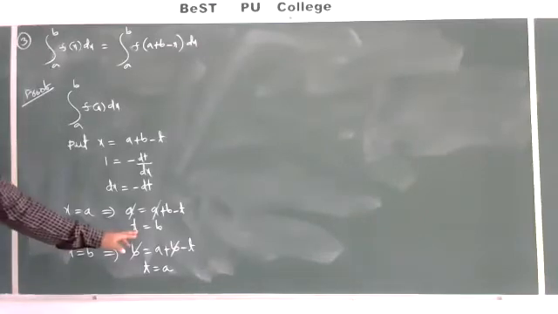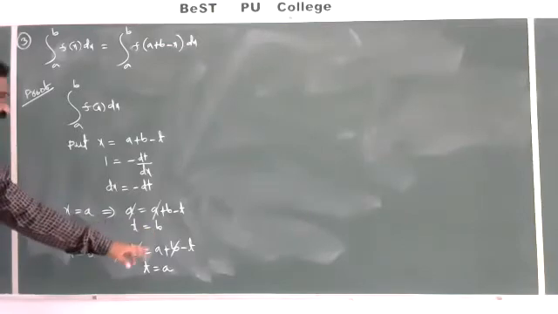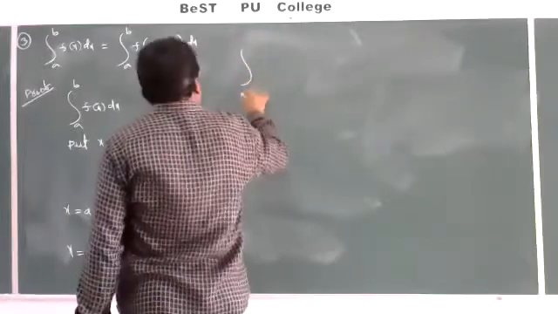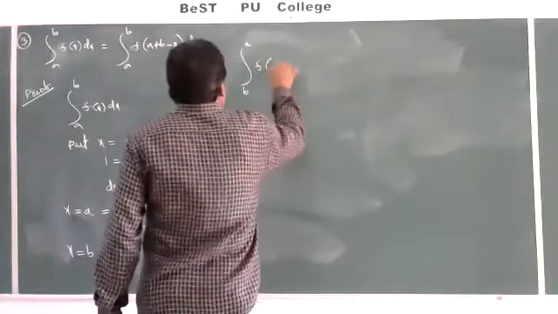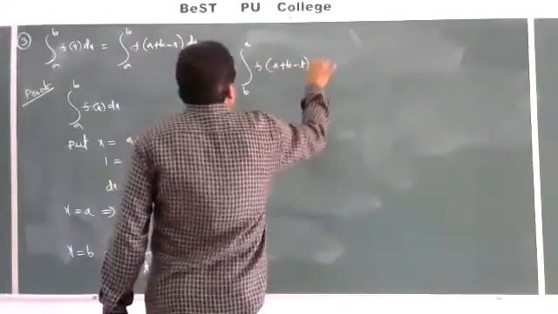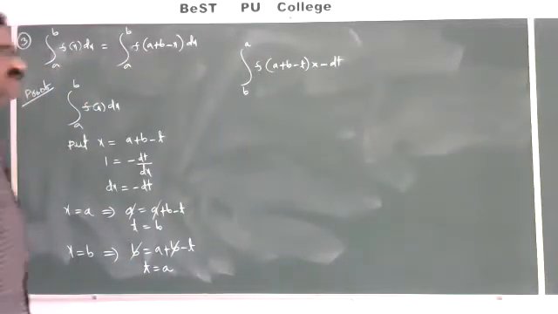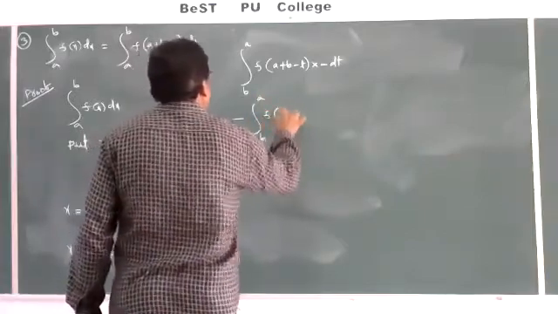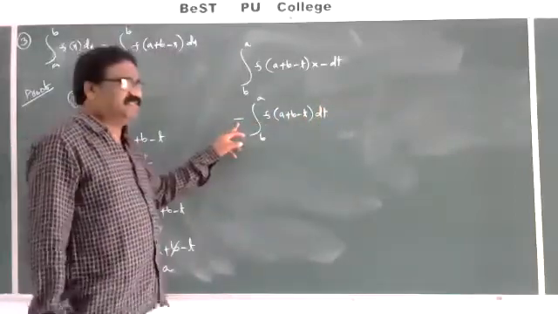So here in the new variable, the lower limit is b, the upper limit is a. That is integral b to a, f of x, x is f of a plus b minus t, into minus dt. That is minus integral b to a, f of a plus b minus t dt. Here there is a minus.